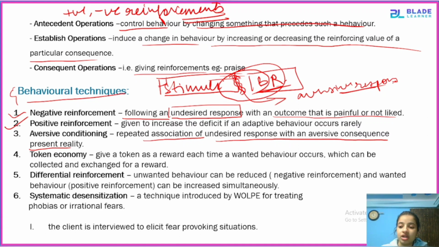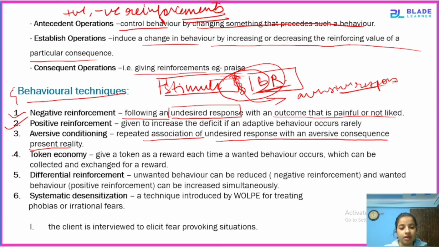Now after a point, when this kept happening consistently, whenever he saw even a little furry animal anywhere, randomly, the child started to cry. Why? Because he thought that maybe this time he'll again hear a very scary sound, and the child will be scared and start crying. Although the child did not hear a scary sound this time, he had conditioned himself: okay, every time I see something furry, it has to be that animal with which a very scary sound came, and so I'll start crying. So this is repeated association of undesired response with an aversive consequence of present reality.